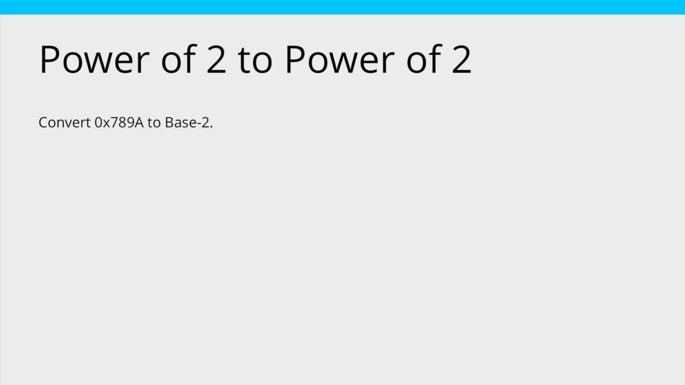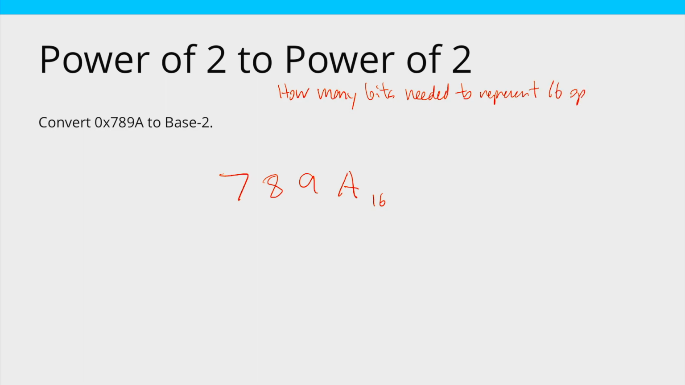Let's look at an example. 789A in hexadecimal to base 2. Now, let's go ahead and write that out. 789A. Okay? And this is in base 16. How many bits do I need to represent 16 different things? So how many bits are needed to represent 16 options, 16 different things? You need 4 bits.